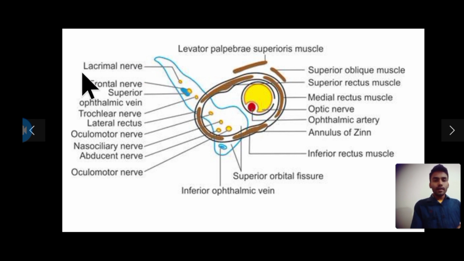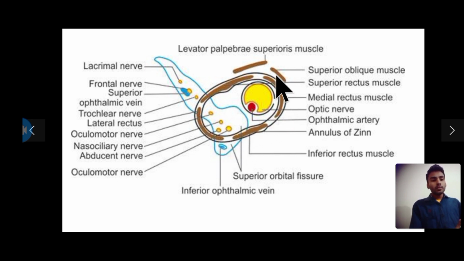So these four, lacrimal nerve, frontal nerve, superior ophthalmic vein, and trochlear nerve, are passing lateral to this annulus of Zinn through the superior orbital fissure. There are the oculomotor nerve's 3rd and 4th division, the nasociliary nerve, which is the branch of the ophthalmic division of trigeminal nerve, and the 6th cranial nerve, that is the abducens nerve, passing through this annulus of Zinn of the superior orbital fissure. The inferior ophthalmic vein is passing through the medial aspect of this annulus of Zinn.